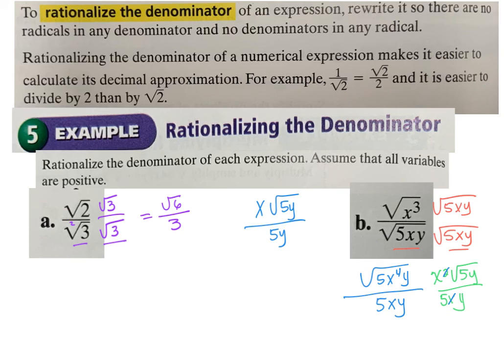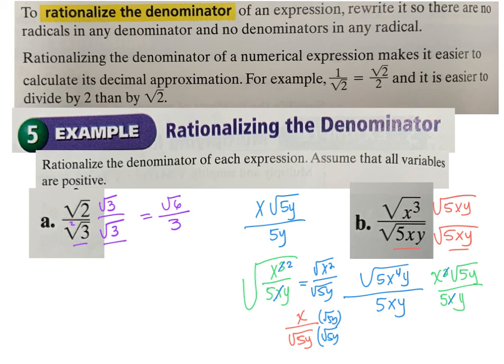I could have taken this and reduced it first, just like we were doing a minute ago. 5xy, right? When I reduce it this way, this becomes 2. This becomes 1, right? Now I can split it back up. Square root of x squared over square root of 5y. My x squared can simplify, right? Square root of x squared is just x. So I have x over the square root of 5y. And then you can rationalize that again, and you'll get the same answer, all right?